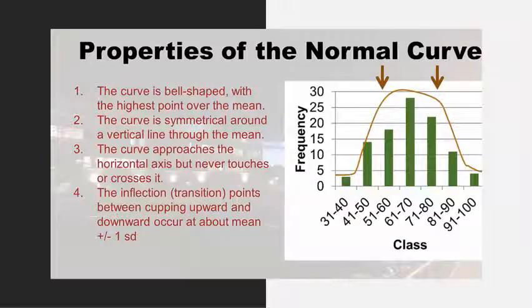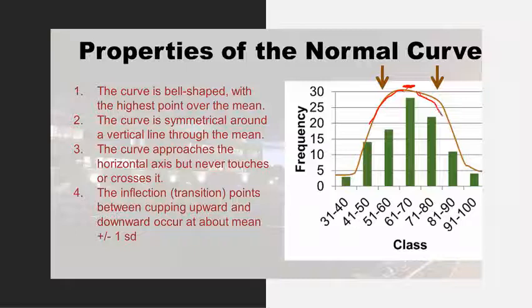So then we have the inflection or transition points between the upward and downward, and that occurs at about the mean plus or minus 1 standard deviation. Let me show you what I mean by that. You see how this is the peak and this is the mean? The part where it starts to droop down is what I'm talking about.